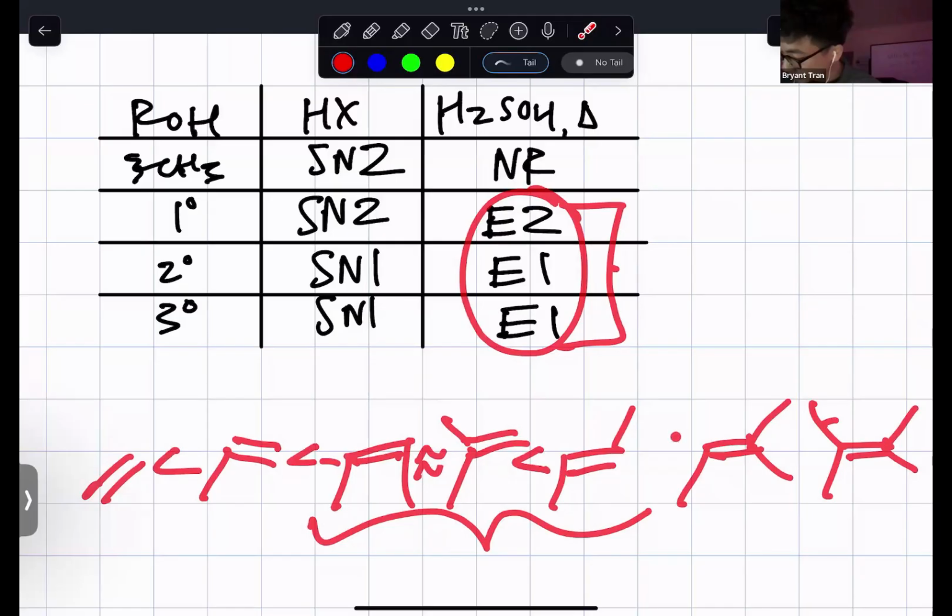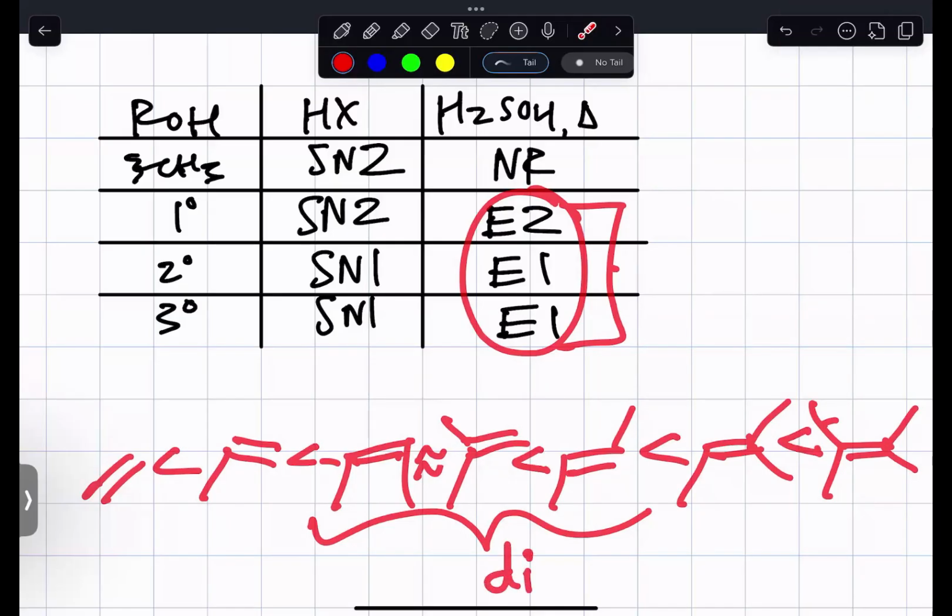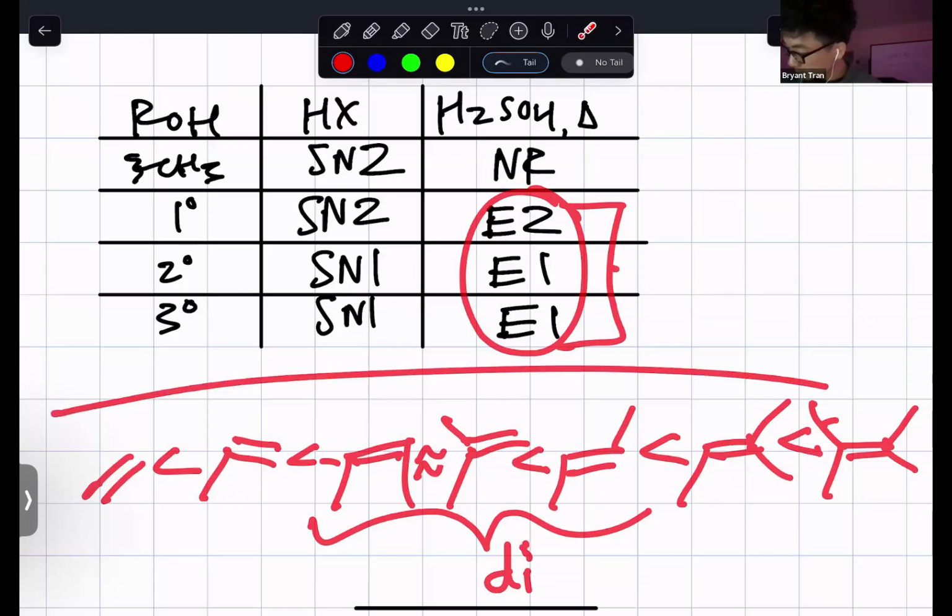And then the more substituted the alkene is, the more stable it's going to be. Okay, so stability. Right, this is the stability chart right here for alkenes. Stability is to the right, you said? Yep, it increases from left to right.